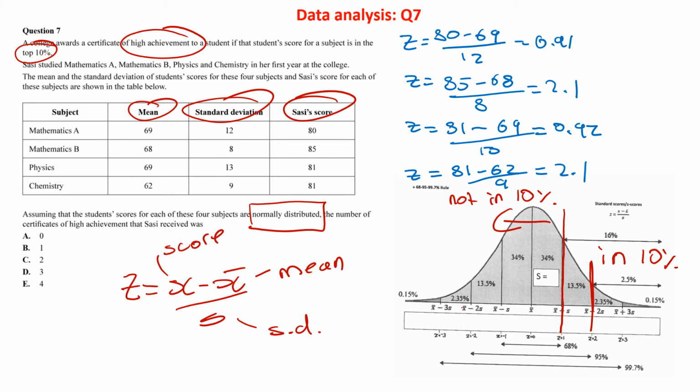So what we can see is I've got 2 of these above 2, so that means they're in the top 10%, whereas the other 2 are not. So my answer in this case would be C.